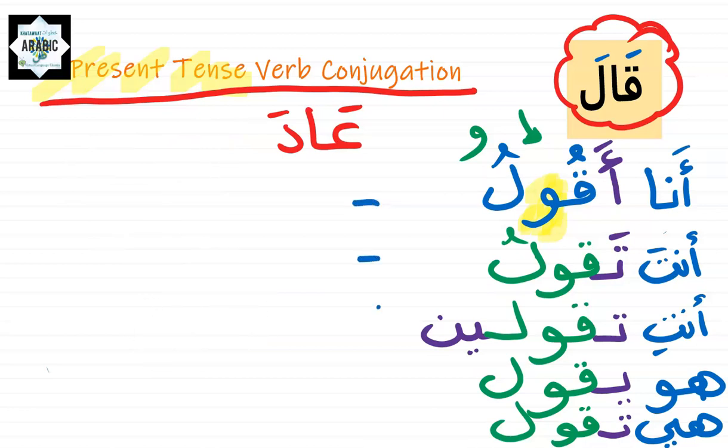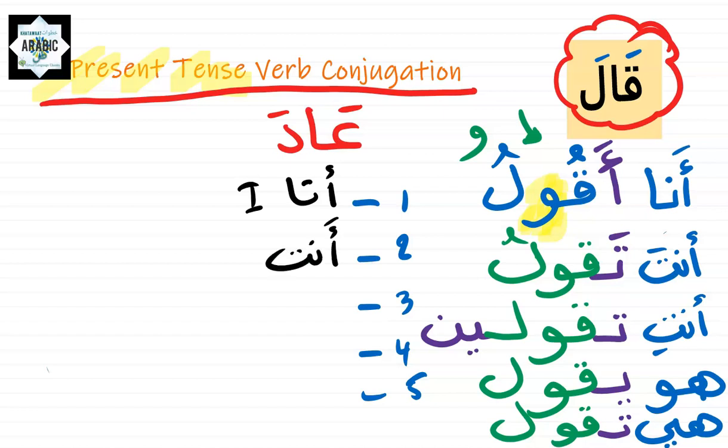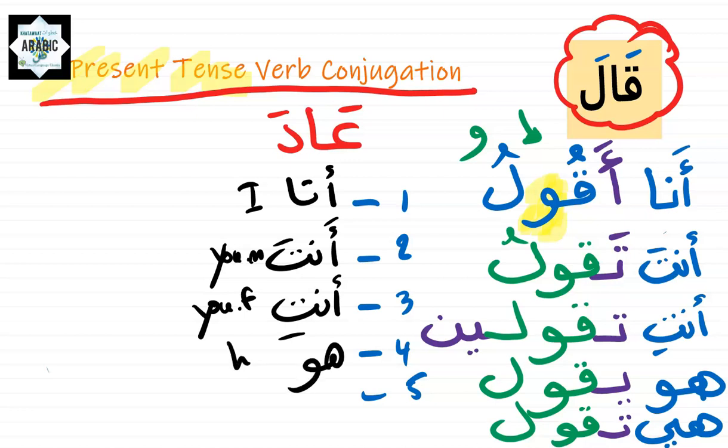أعود. Here we have, how many did we use today? So 1, 2, 3, 4, and 5. And the subject pronouns, I'll just write them again as أنا, I, أنت, you masculine, and I put M here for masculine, أنتِ, you feminine, هو, he, and هي, she. And I will be using عاد.